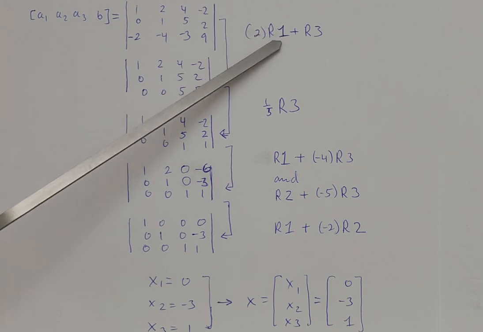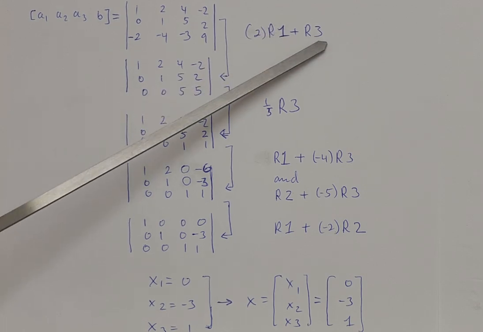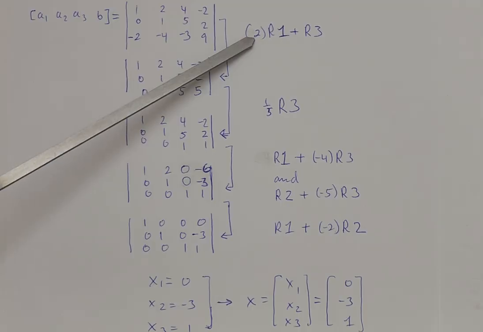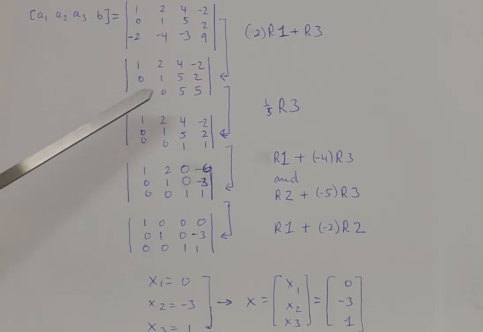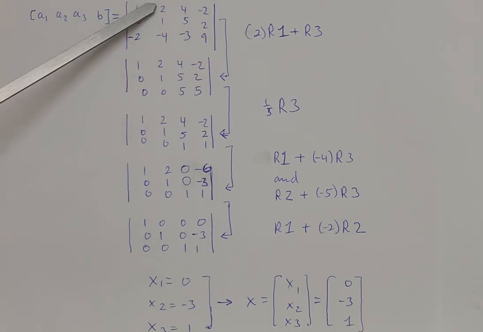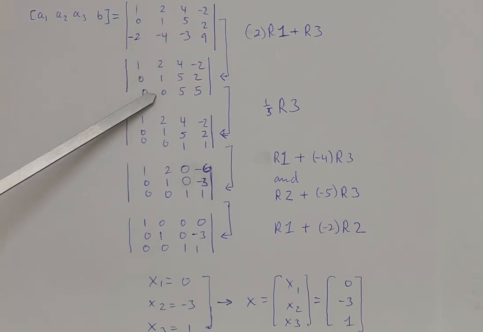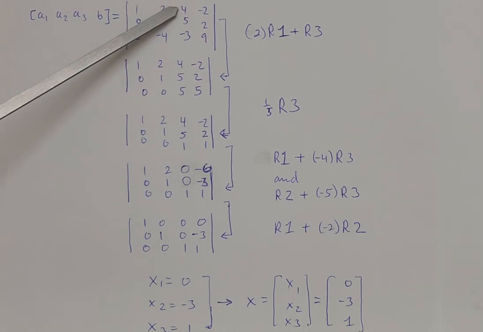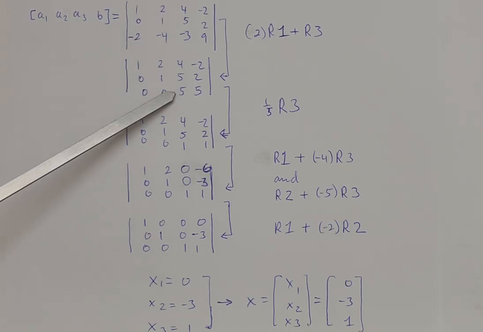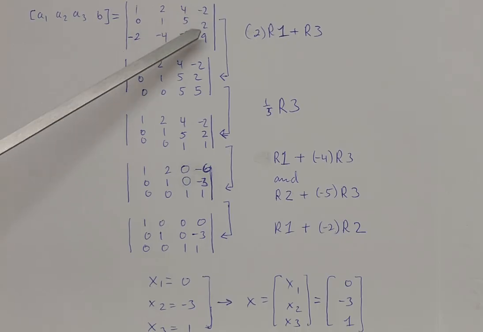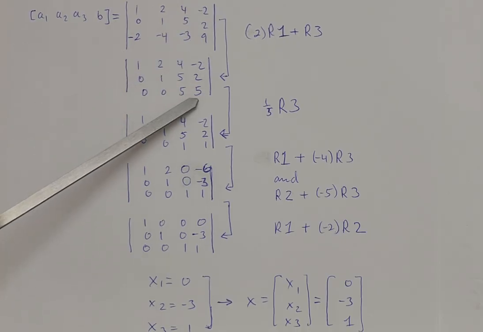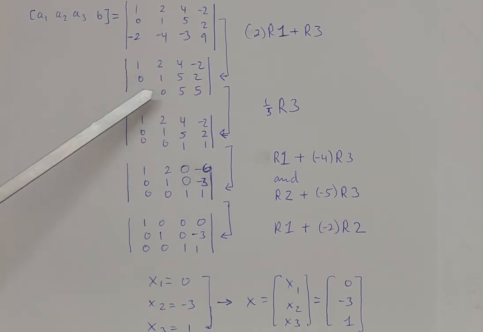So +2 times R1 plus R3. So 2 times 1 is 2, 2 subtract 2, 0. 2 times 2 is 4, subtract 4, 0. 2 times 4 is 8, subtract 3, 5. 2 times -2 is -4 plus 9, 5. Okay? Next, as you can see right here, this spot is a 1, so we leave it alone.